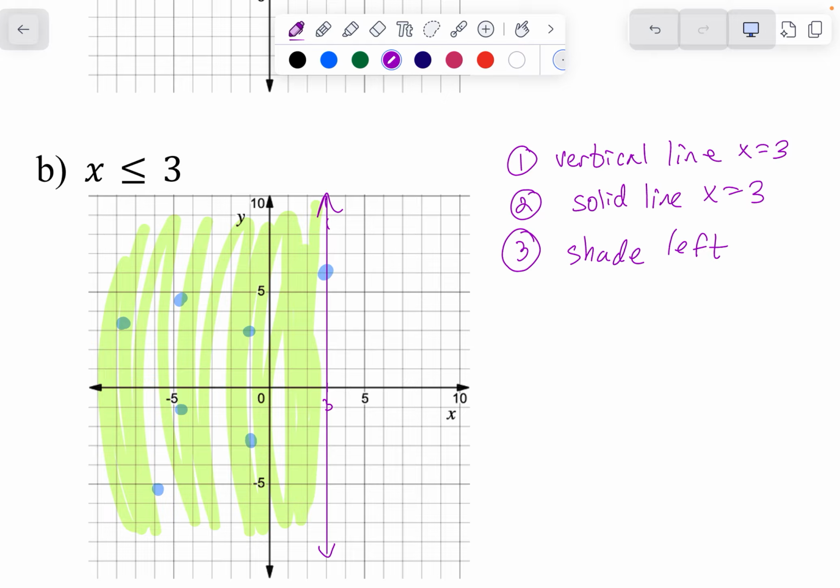So shade to the left for less than, shade to the right for greater than, only if there's only an x in the problem. That's the only time we do that, just if there's an x alone in the problem. Everybody good for that?